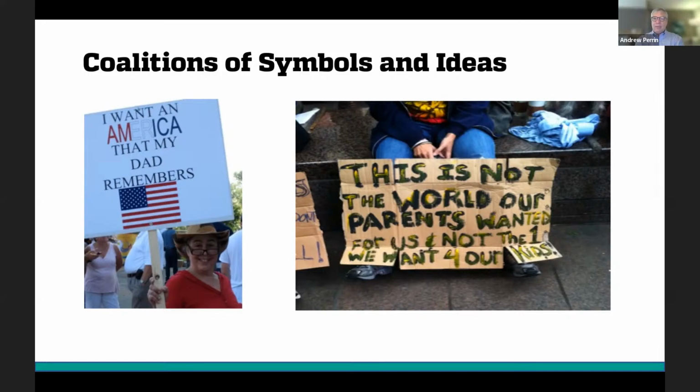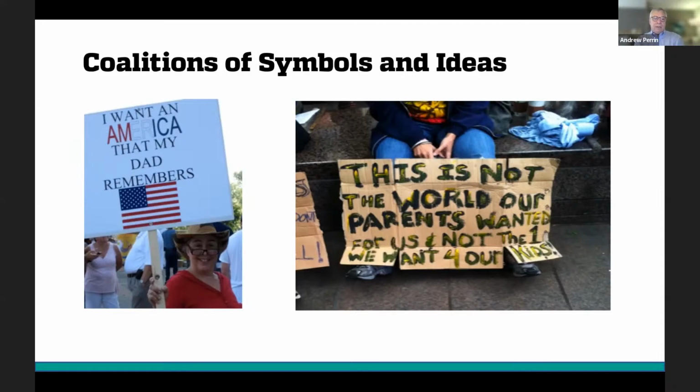And so that's the part of the argument that I really want to push toward now. These are two photographs that my team took during the 2010, 2011 range. And it's interesting, one of them is from a Tea Party rally in North Carolina, and the other is from Occupy Wall Street in New York City. So one is from a right-wing movement, one is from a left-wing movement.